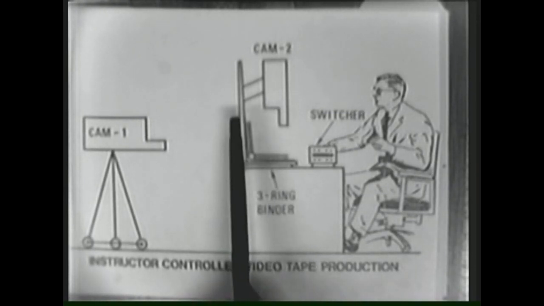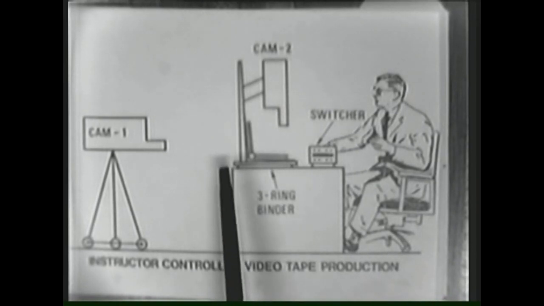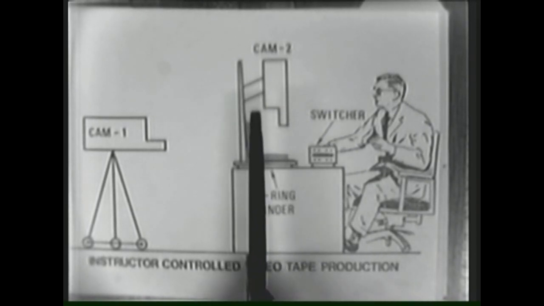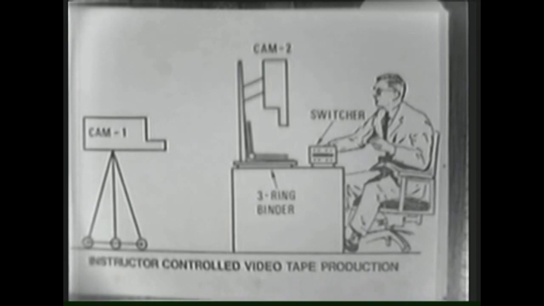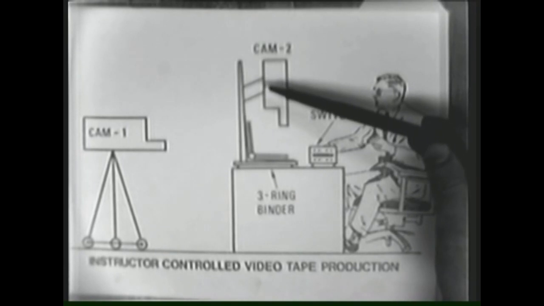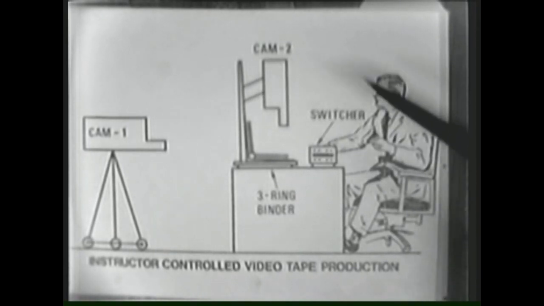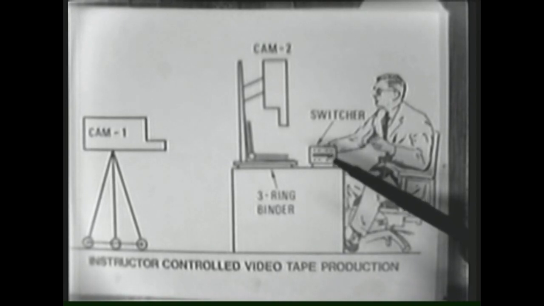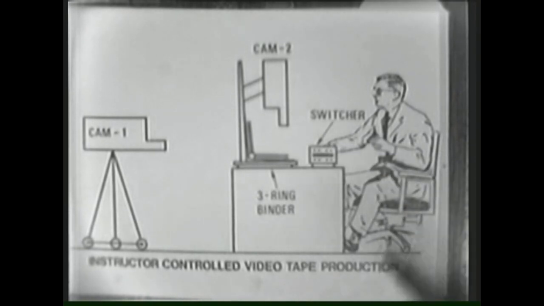Camera 2 is mounted on a copy stand, and notice that the camera is turned around from its normal mount. The normal camera mount is right here. However, I've modified the mount so that, in effect, the top of the camera is mounted onto the copy stand. There's a switcher on the desk, and in this case I also have a remote control on the desk, which you'll see later, which allows me to remotely control my tape recorder.